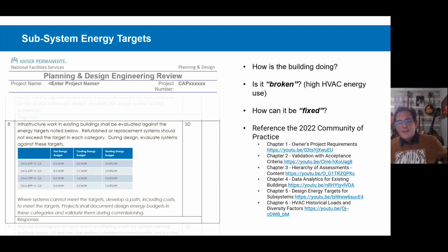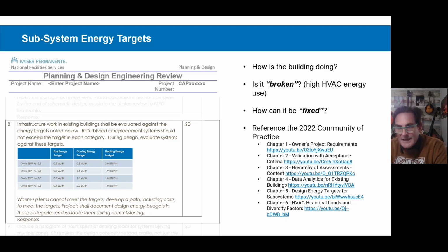That being said, let's keep going down our checklist. The very next one being that we have subsystem energy targets. We published these a little over a year ago, and if you missed the presentation on them last year, please do familiarize yourself with that. It is a design requirement to assess the building systems you're working in against these targets, and it's a design requirement to do a gap analysis.